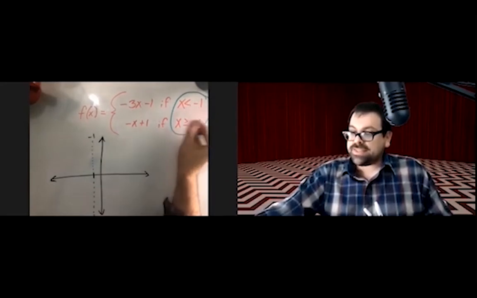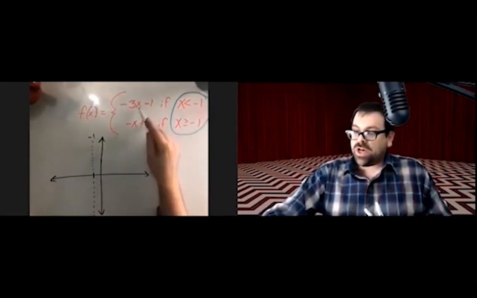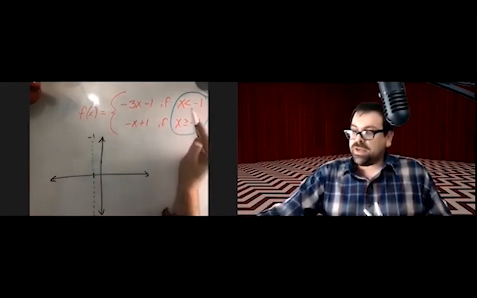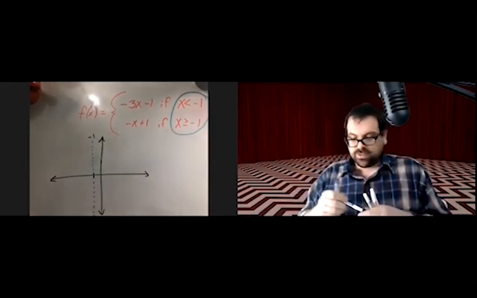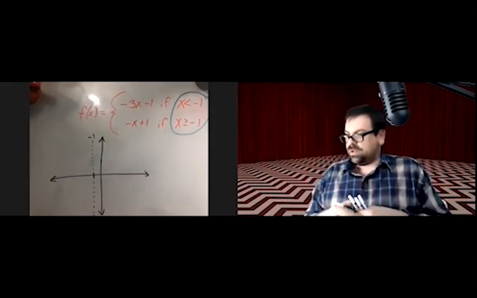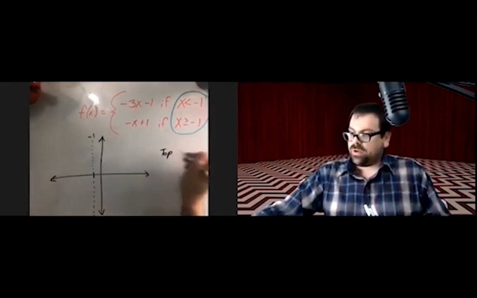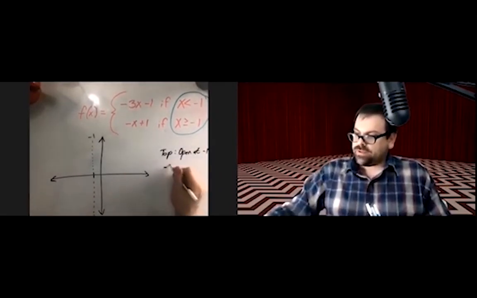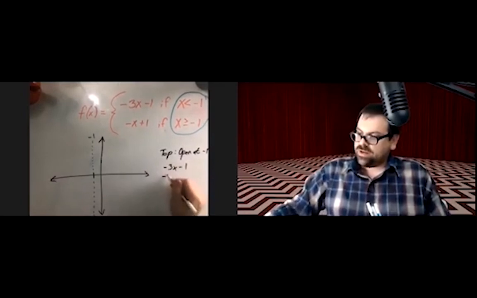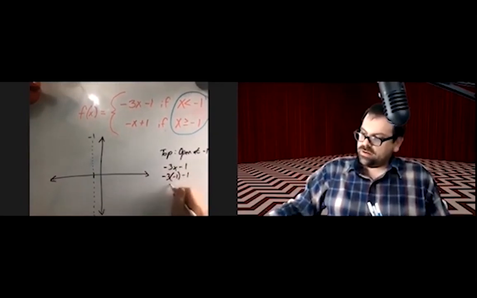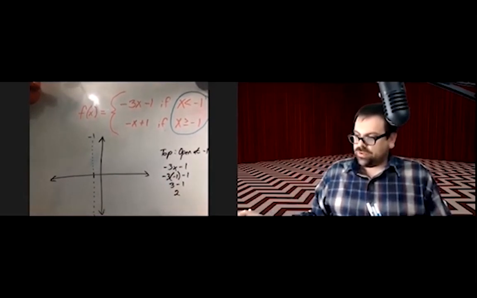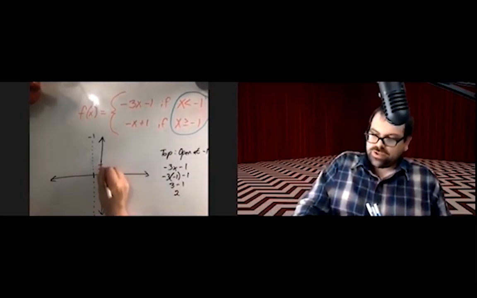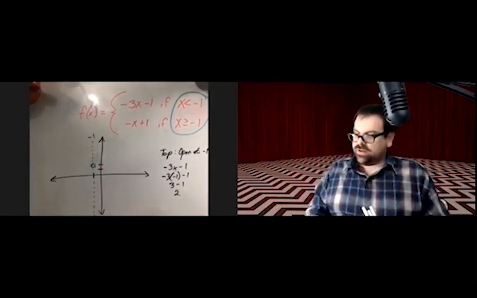When x is less than negative 1, I use the top. So the top one is going to be an open circle because it's not "or equal to." So top, that's going to be an open circle at negative 1. So for negative 3x minus 1, I put negative 1 in, and I get 2. So when y is 2, I have an open circle here. X is negative 1, y is 2.